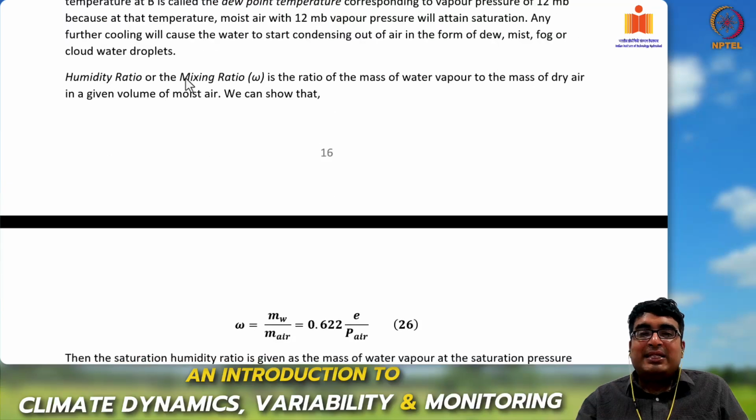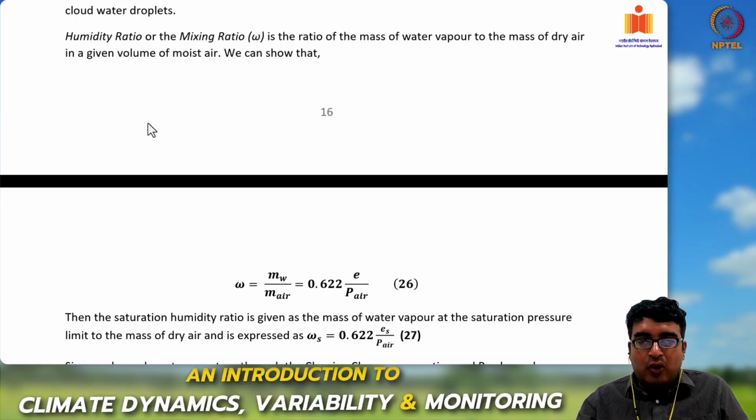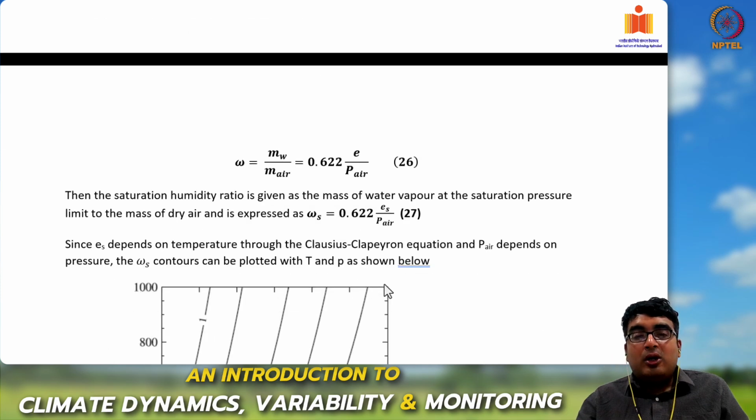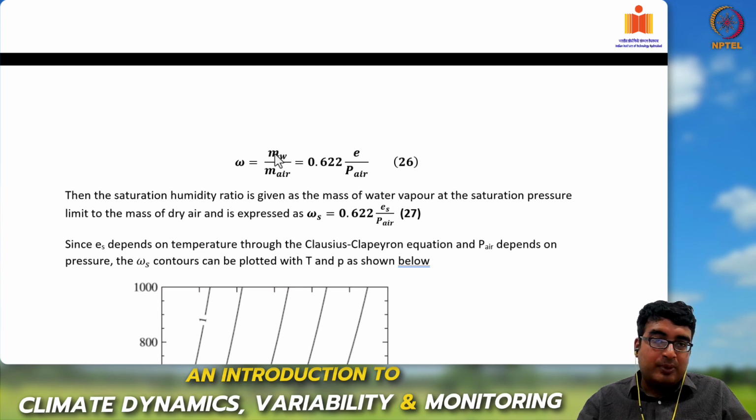We also started our discussion on humidity ratio or mixing ratio omega, which is the ratio of the mass of water vapor by the mass of dry air in a parcel of moist air, which we saw is proportional to the vapor pressure to the partial pressure of dry air. We also discussed the saturation humidity ratio, which is the ratio of the maximum mass of water vapor that a certain air parcel can hold at a certain temperature and pressure by the mass of dry air, and this is proportional to the ratio of the saturation vapor pressure to the partial pressure of dry air.